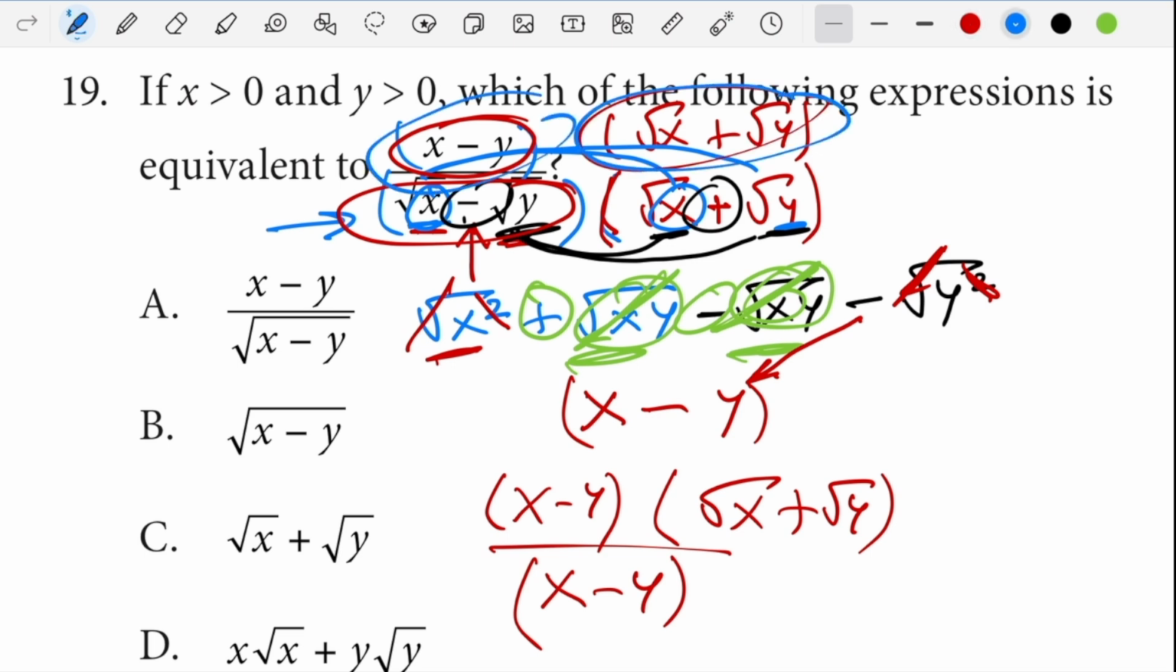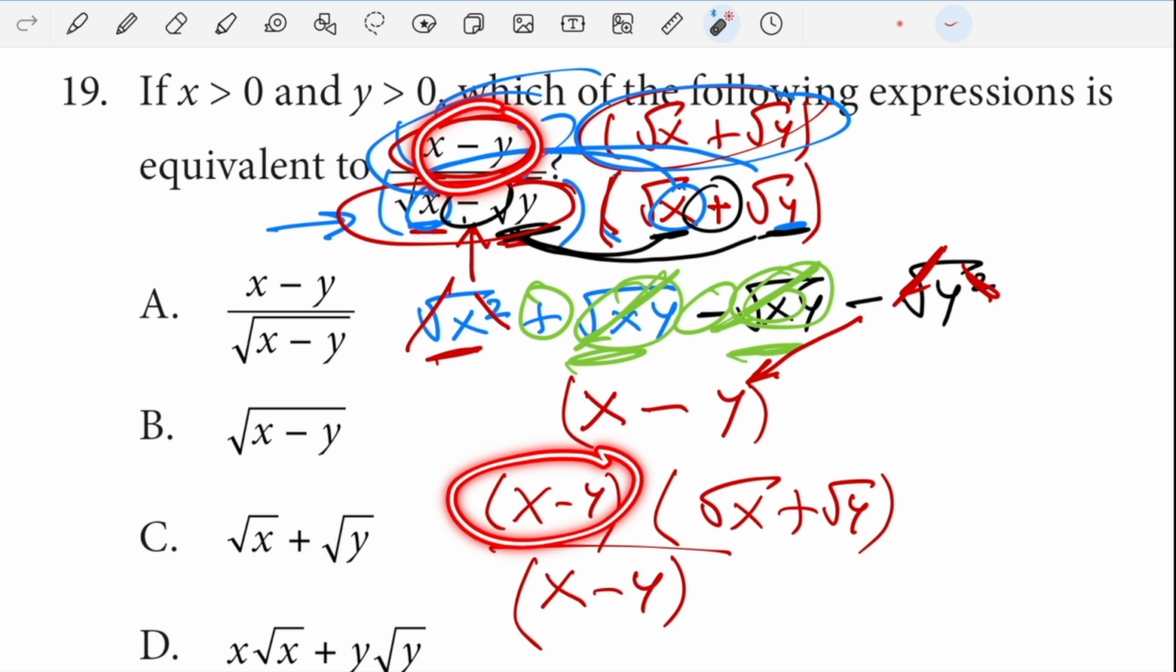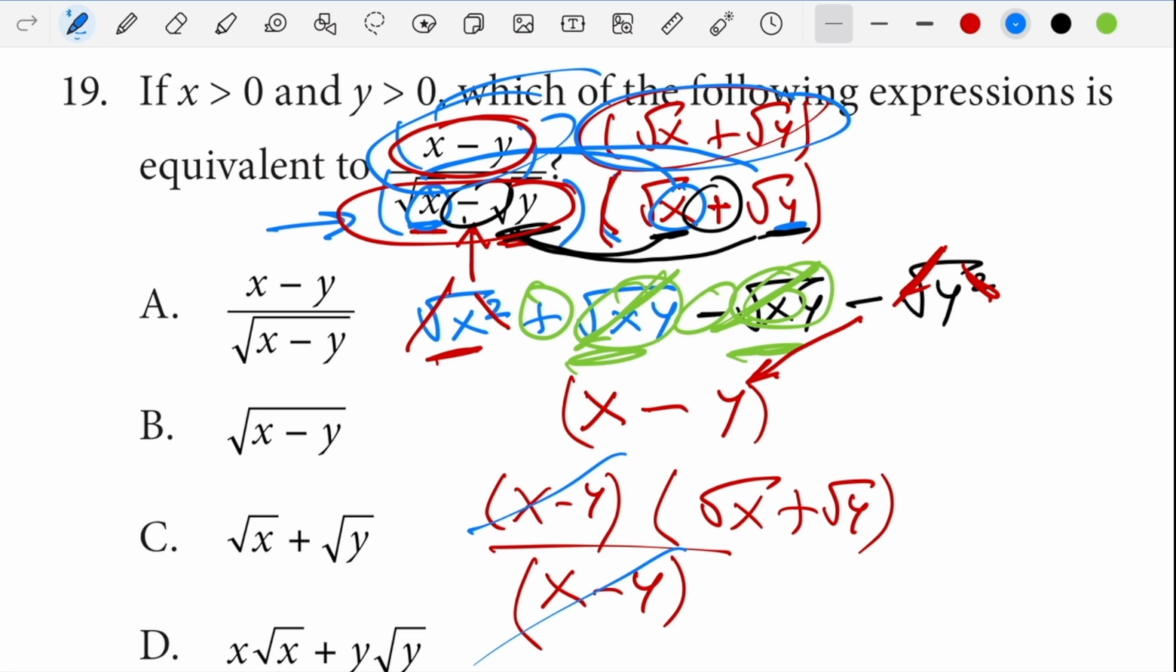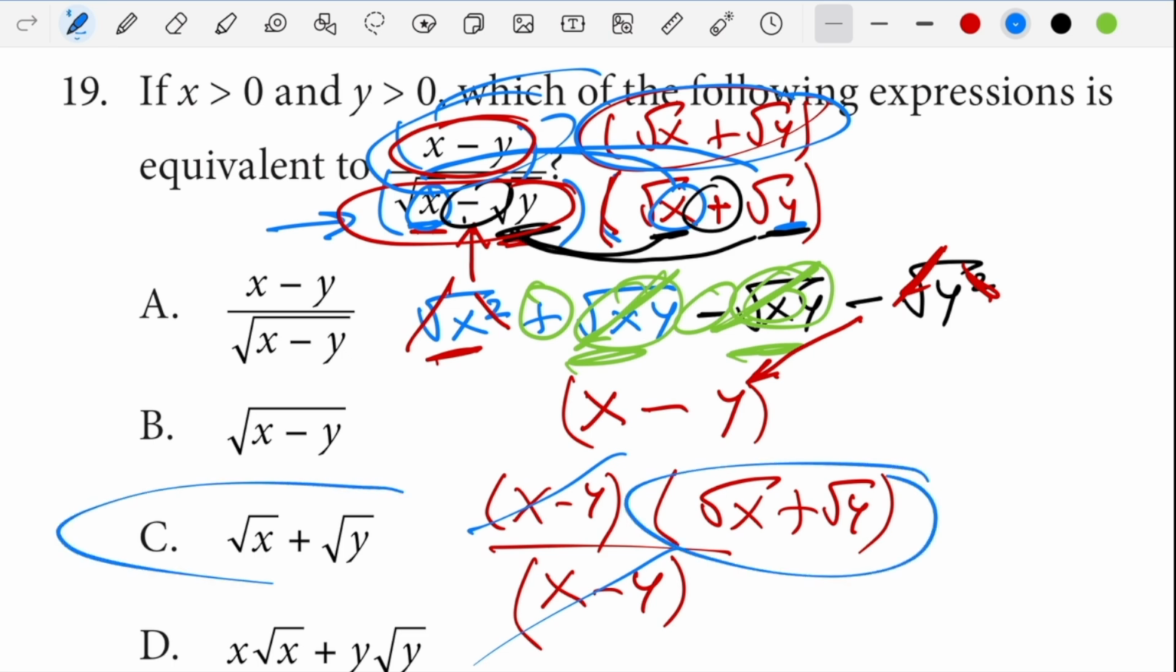Before I start multiplying and doing all this craziness, look what happened here, guys. I have x minus y from here. And by multiplying this and this, I got x minus y. I can cancel that x minus y, that x minus y. If I cancel that x minus y with that x minus y, I have square root of x plus square root of y. And the answer is C.